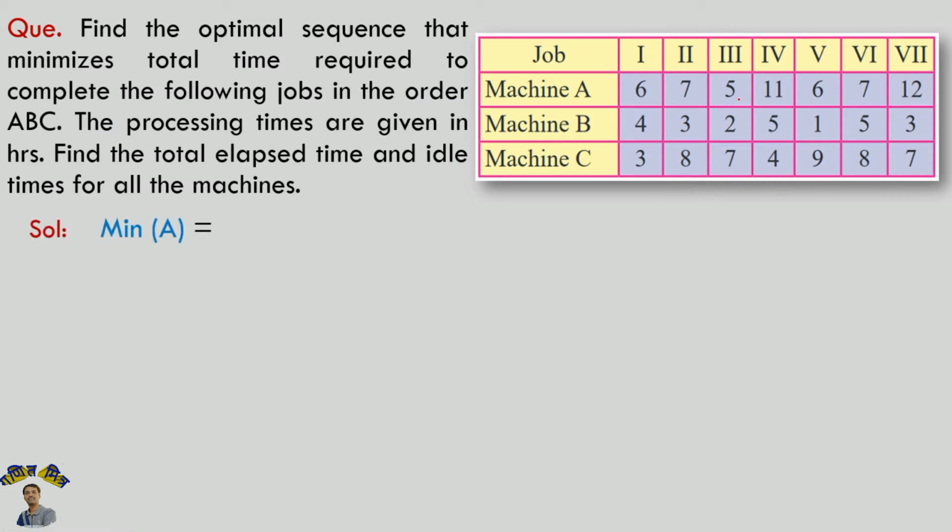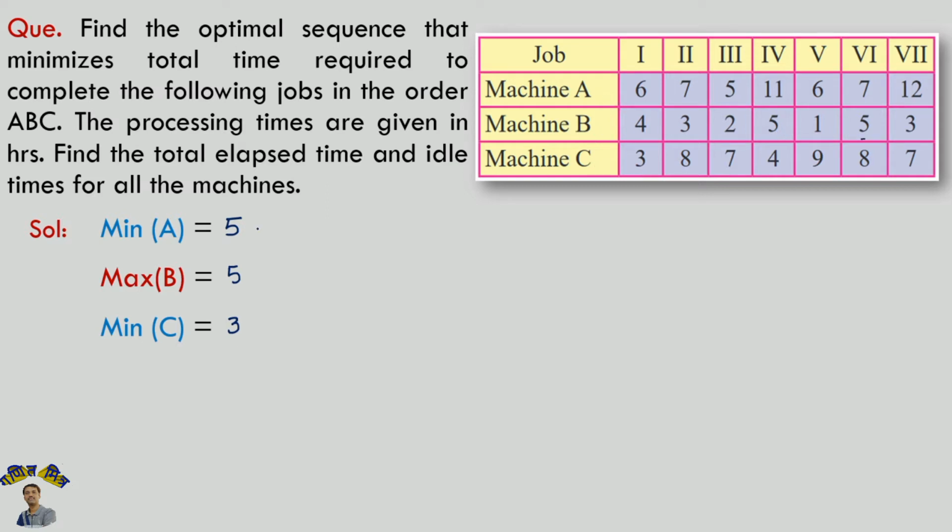We can see here the minimum value of A is 5. Then we have to write the maximum of B, and we can see the maximum is also 5. And then the third value is the minimum of C. You can see the minimum value is 3 here. So remember, find out the minimum of A and C, that is the first and third machine, and the maximum of the second machine, that is machine B.